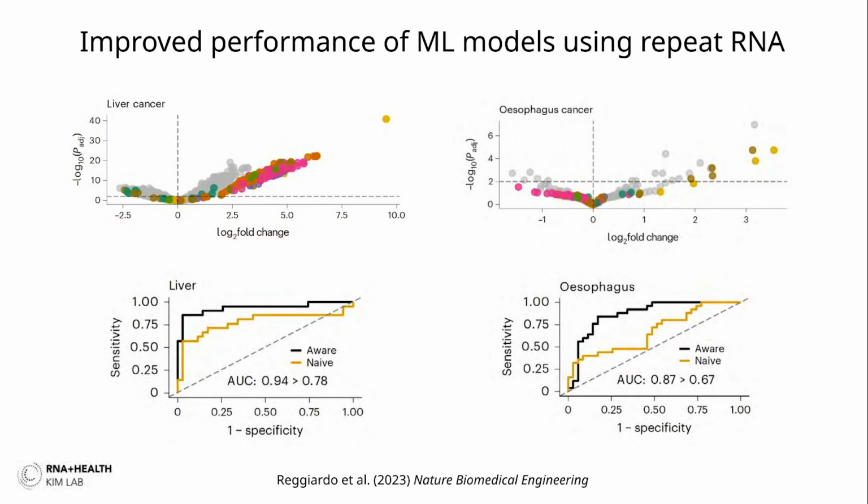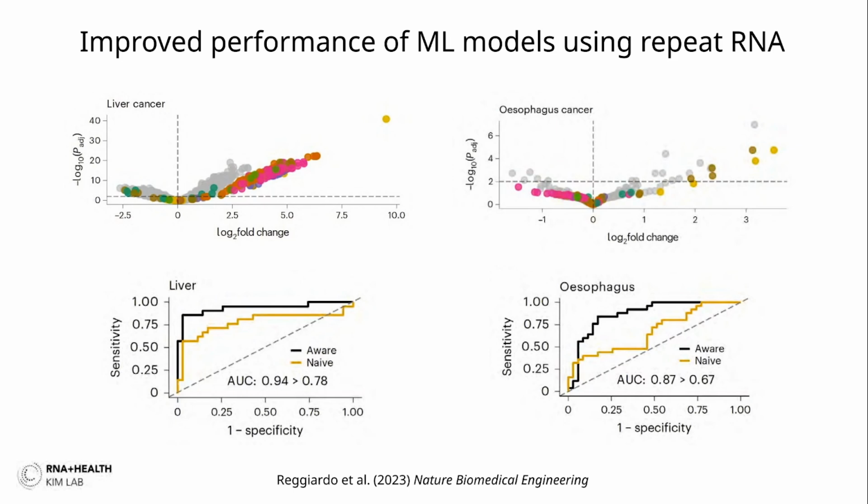So here what I'm showing you is a model that we trained using what we call a repeat naive approach versus a repeat aware approach. So here in the orange color, this is a repeat naive approach where we're training this model only using the GenCode derived cell-free RNAs versus the model that's trained using these repeat element features, this repeat aware model in black. And so you can see that the performance of these models is significantly better in the repeat aware approach, where we're getting much higher sensitivities at the same level of specificity for liver cancer. And then also for esophageal cancer as well, we see a significant improvement in the performance of these machine learning models that enables us to classify whether someone has esophageal cancer or not.